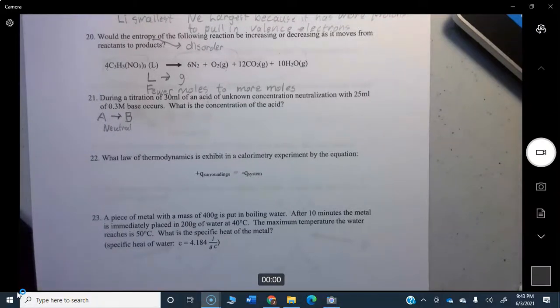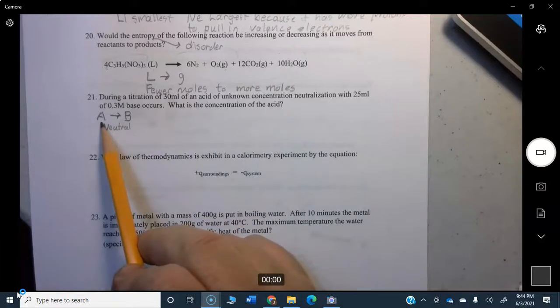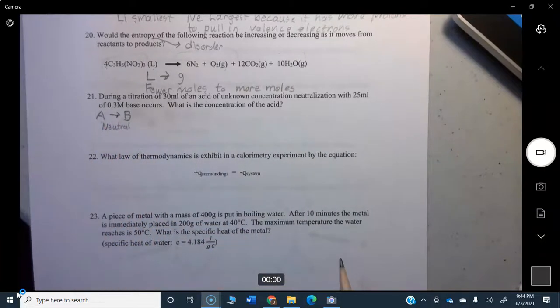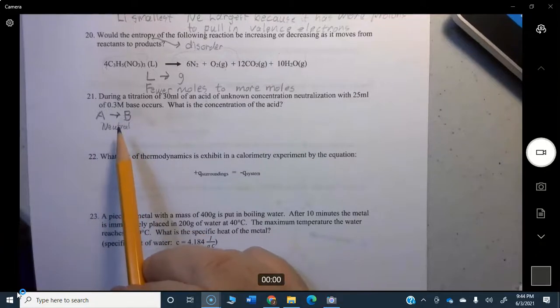There's something called an indicator. It's kind of magic how it does this. It's actually a study in itself that we don't need to understand how it works. But as soon as you have exactly the same number of molecules of acid as base, that means you've neutralized them all. You basically turned them into what's called salt. Not exactly the kind of salt you put on your food, but there's all kinds of other salts. And it turns it into water. So it's a neutral solution.